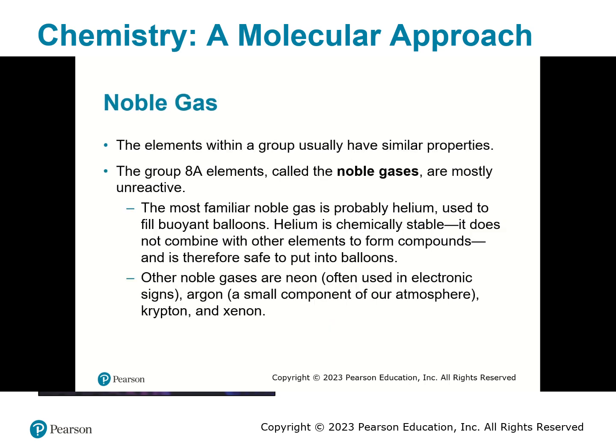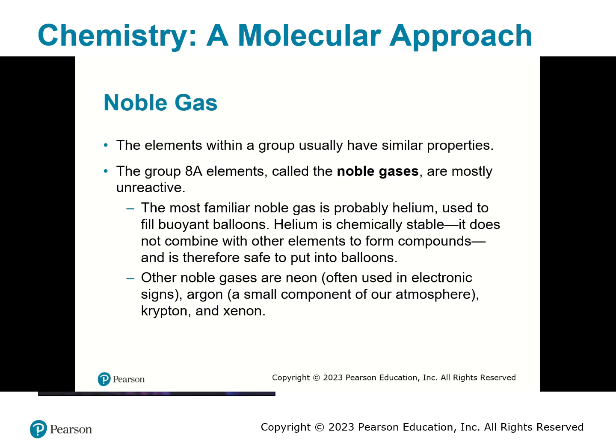So the noble gases are one of the most important groups here. They are noble because they have low reactivity. They are very stable. They don't tend to react. The most familiar noble gas is probably helium, used in party balloons. They are chemically stable and don't combine with other elements to form compounds. This is why we use it in balloons. They are safe because they don't react.